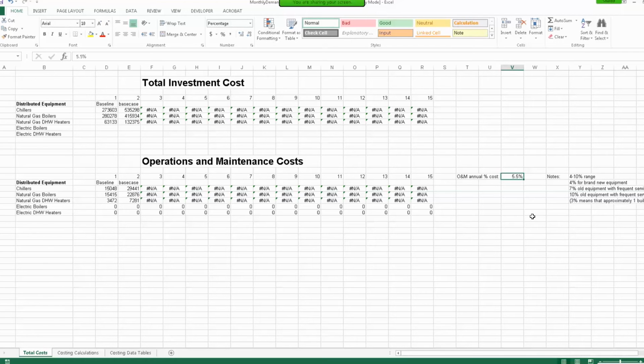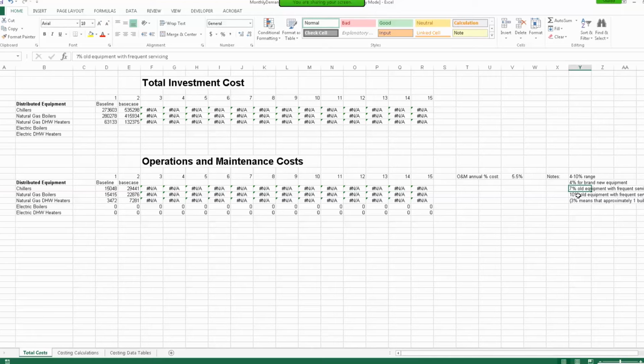If we had brand new equipment, say these are all going to be built in this next period of time, none of it's existing equipment, we usually go with something like a 4%. That's just going to be periodic maintenance. Most of the stuff's in good condition. There's not a lot of significant issues. If it's older equipment with frequent servicing, about 7% of the annualized cost of putting new equipment in is about what you would expect for O&M costs.